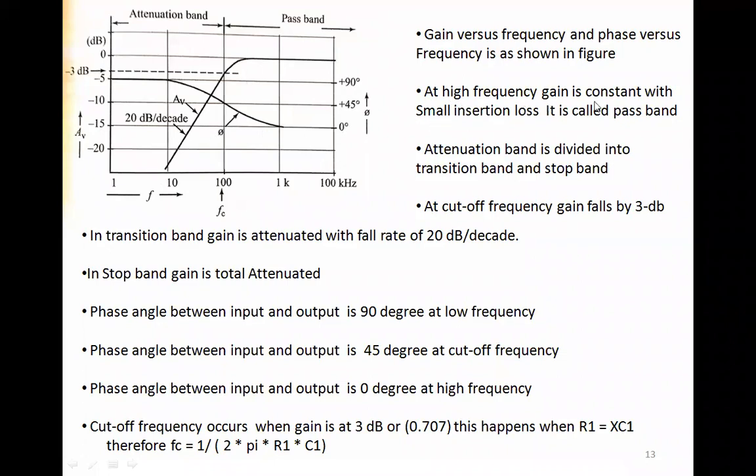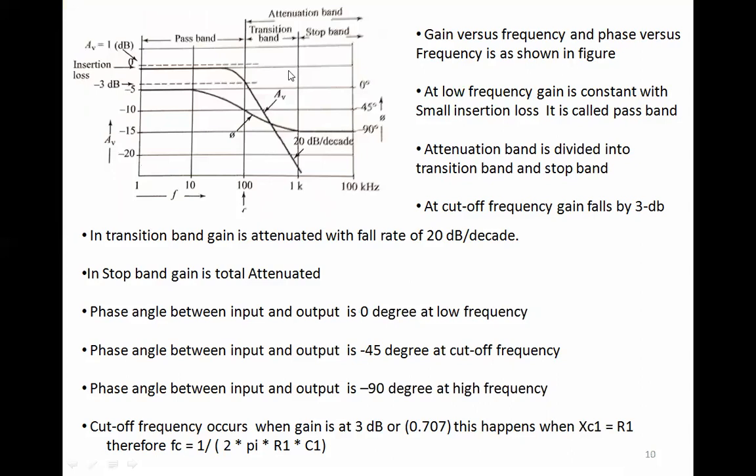Then at high frequency, gain is constant with small insertion loss, but this happened in reverse with a low pass filter. So in the low pass filter, here it was constant and then it slowly came down, but in the high pass this section is getting attenuated and here it's getting constant. Attenuation band is divided into transition and stop band. Here you do not have to show the transition band. You can just talk about generally the attenuation and pass band, whereas previously you can see that there was a transition band and a stop band. So here you can just talk about the attenuation and pass band. That should be sufficient, right?